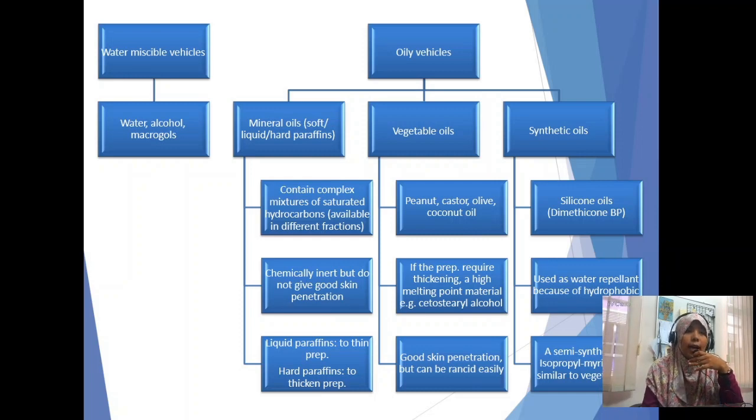For the vegetable oils, examples like peanut oil, castor oil, and olive oil, this preparation requires thickening. So a high melting point material is usually added, for example, cetostearyl alcohol. They have good skin penetration but can turn rancid easily. The last one, synthetic oil, for example dimethicone BP, is used because of its water repellent properties. They are hydrophobic. For example, isopropyl myristate, a semi-synthetic oil, has similar properties to vegetable oil, so you can opt to use isopropyl myristate if you don't have vegetable oil.